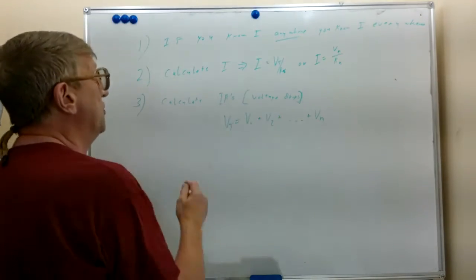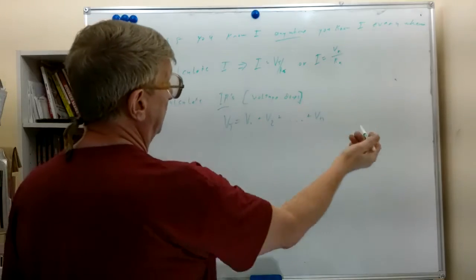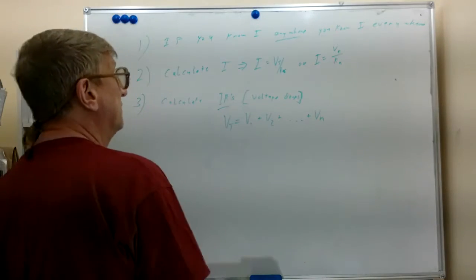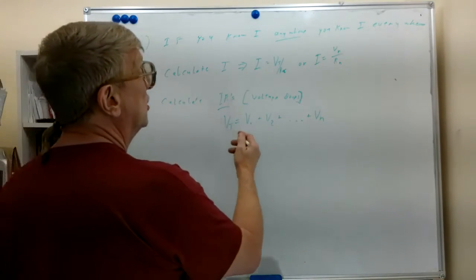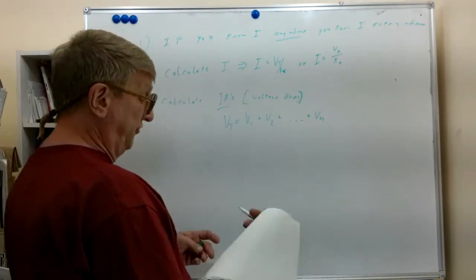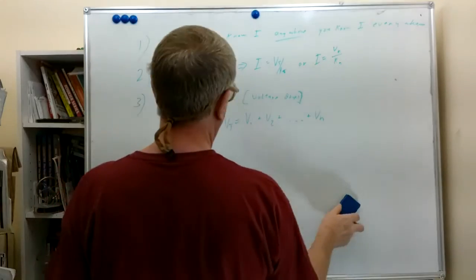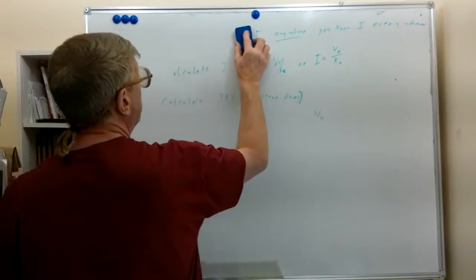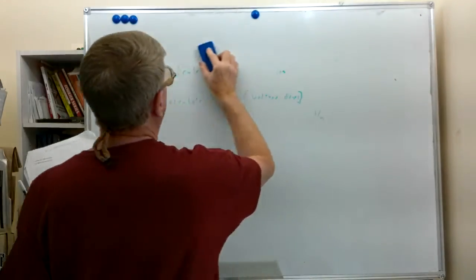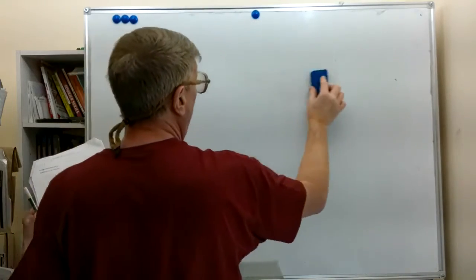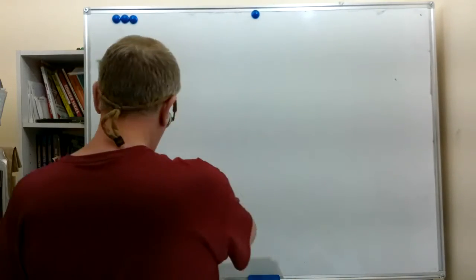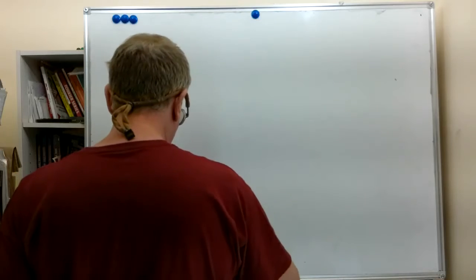Now you can use this known current to calculate voltage drops across each resistor, and you can use this total voltage formula to solve for any one you may not know. So that's kind of your general idea of methods of how to solve a series circuit. Now we'll spend some time trying to apply these.